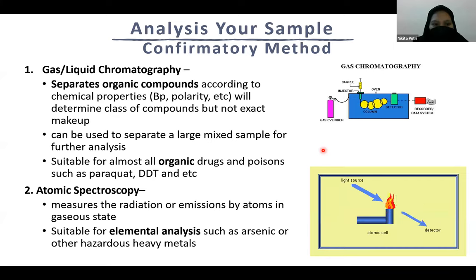Can you repeat, please? Can you try to give the example? You give an example of an organic compound and also an example of heavy metals. How do they differ?